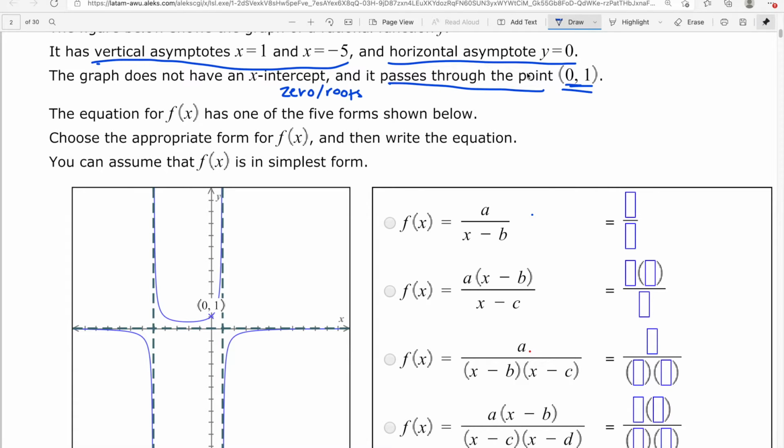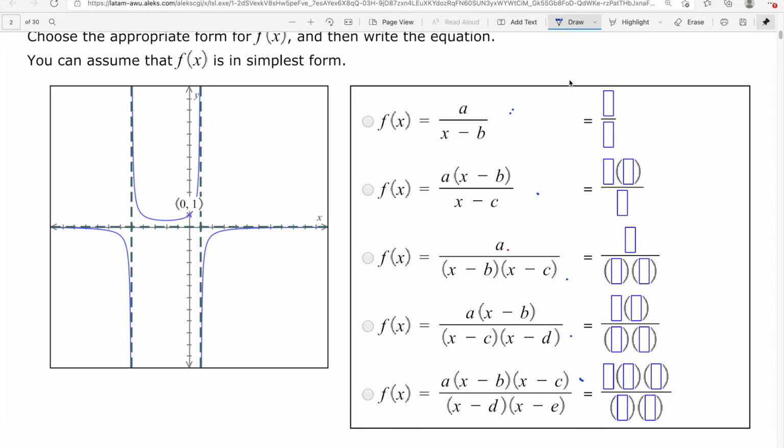This is important, okay? Especially when we have a horizontal asymptote which equals 0. That's important. Whenever you have a horizontal asymptote equal to 0, we'll have to do something special with the a, okay? But I'm getting ahead of myself. So how can we know which one of these options to choose?